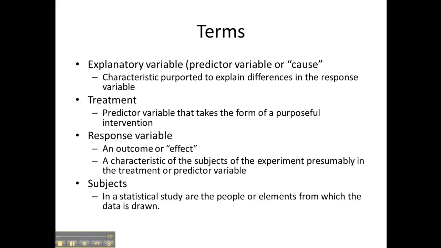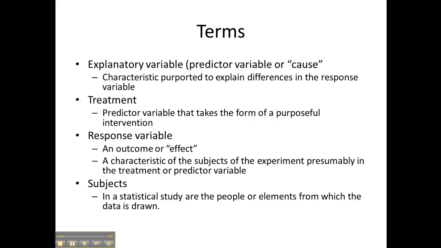A treatment is a predictor variable that takes the form of a purposeful intervention. The response variable is an outcome or an effect, a characteristic of the subjects of the experiment, presumably affected by the treatment or predictor variable. And subjects in a statistical study are the people or elements from which the data is drawn.